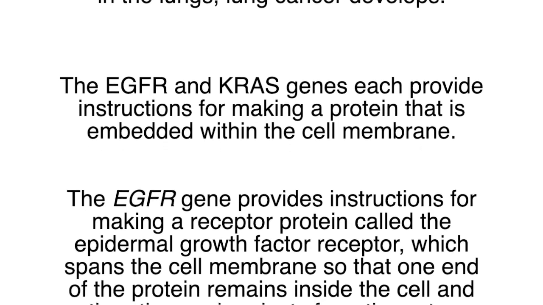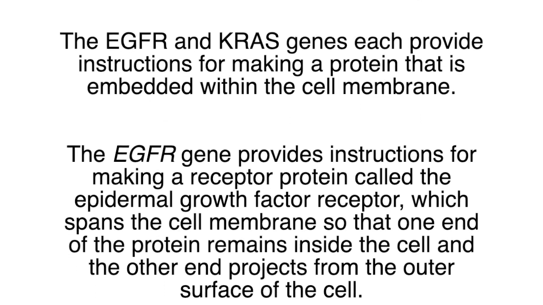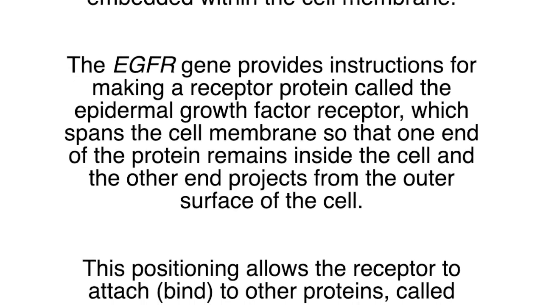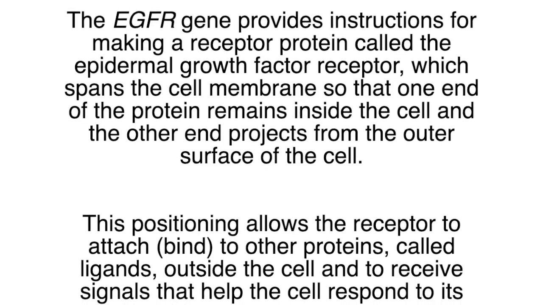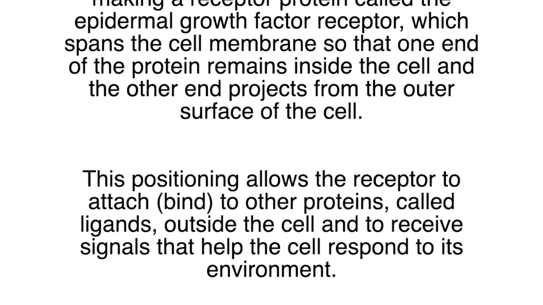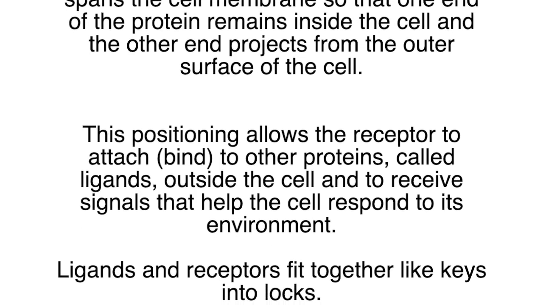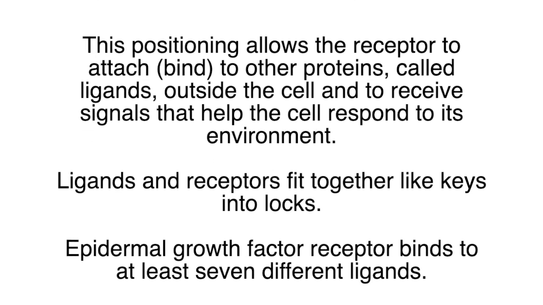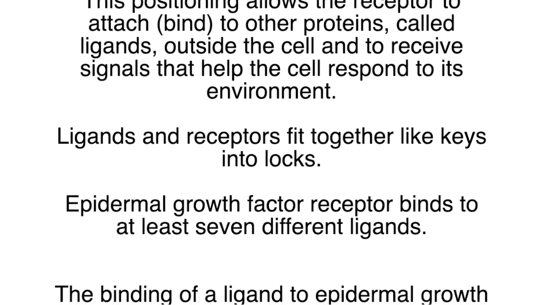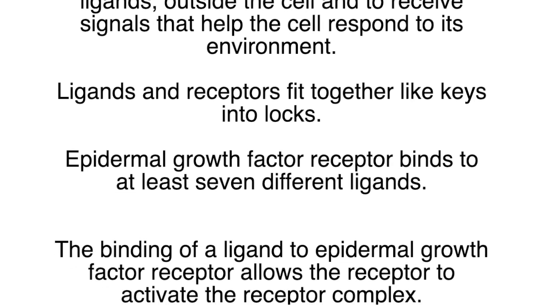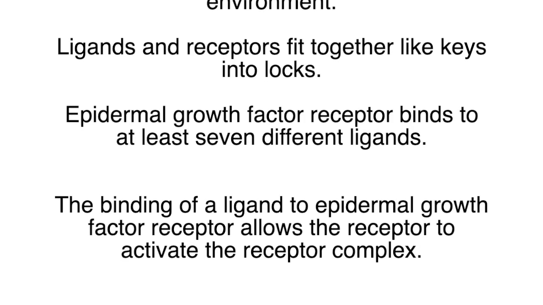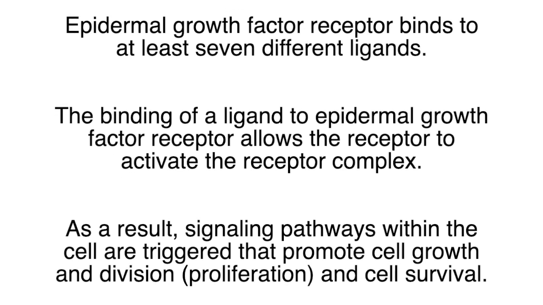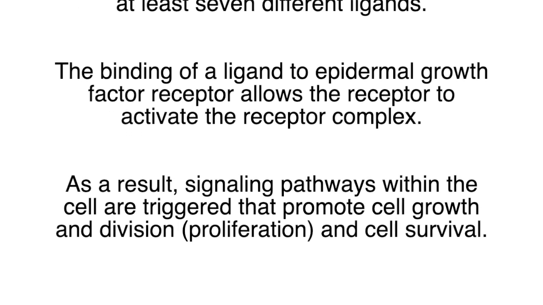The EGFR and KRAS genes each provide instructions for making a protein that is embedded within the cell membrane. The EGFR gene provides instructions for making a receptor protein called the epidermal growth factor receptor, which spans the cell membrane so that one end of the protein remains inside the cell and the other end projects from the outer surface of the cell. This positioning allows the receptor to attach or bind to other proteins called ligands outside the cell and to receive signals that help the cell respond to its environment. Ligands and receptors fit together like keys into locks. Epidermal growth factor receptor binds to at least 7 different ligands.